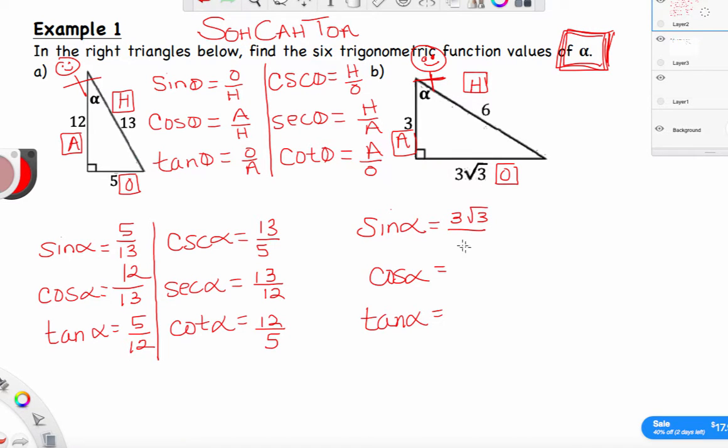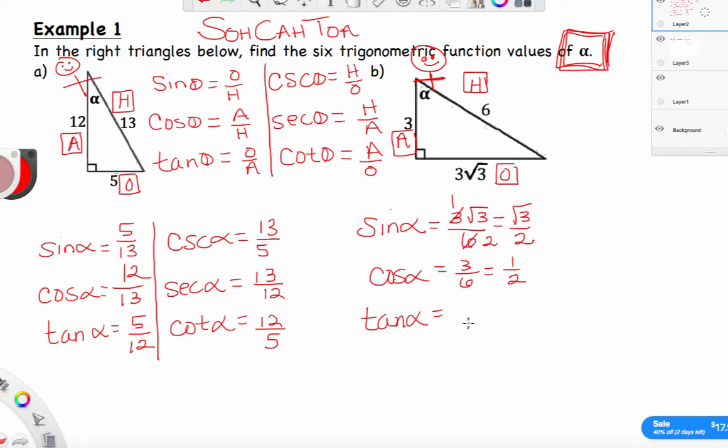Oh, so 3 root 3 over 6. And then that can be reduced. 3 over 6 can turn into 1/2. And you end up with root 3 over 2. Okay, cosine is A over H. So I look at my picture and I spell out to myself, A over H is 3 over 6. And that can be reduced to 1/2.